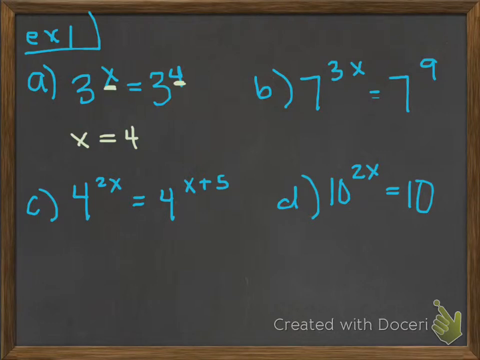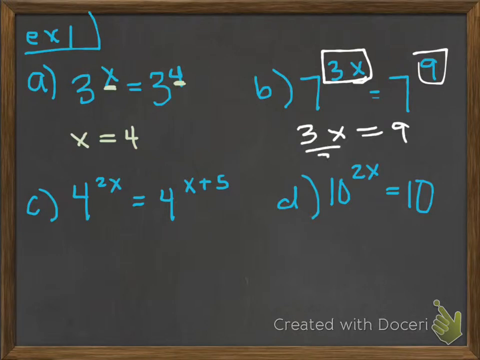Letter B, again, I have a base of 7 on both sides, so that means that this exponent gets set equal to the 9. So really, 7 has nothing to do with the problem. It gets dropped, and I say 3x equals 9. Divide both sides by 3, x equals 3.